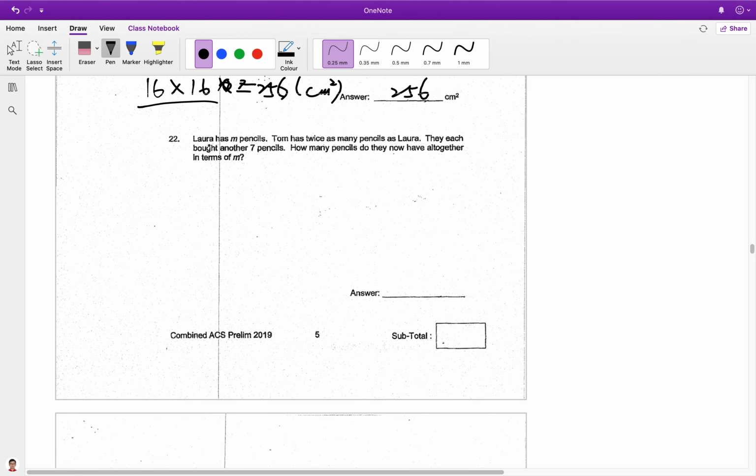Question 22. Laura has m pencils. Tom has twice as many pencils as Laura. So here Laura has m pencils. How about Tom? Twice as many, so it's 2m, right? They each bought another 7 pencils. How many pencils do they have now altogether? Plus 7, plus 7. Altogether we sum them up. So it's 3m plus 7 and 7, which is 14, right?